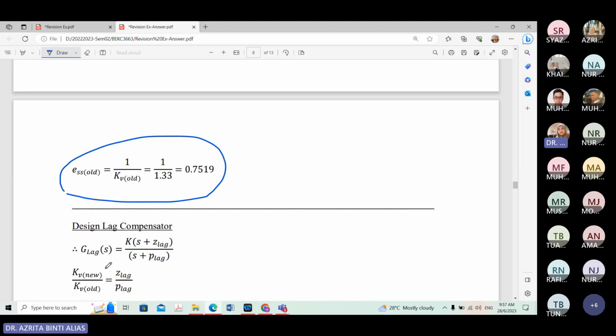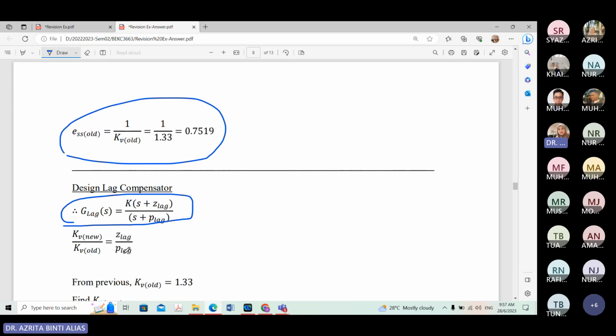Okay, so design the lag compensator. First step, we will write the G lag and the formula. This is the key to design the lag compensator. The formula of KP. Since the system uses the ramp input, we will use the KV. So KV new over KV old equals Z lag over P lag. That means we need to find the KV old and then we need to find the KV new.